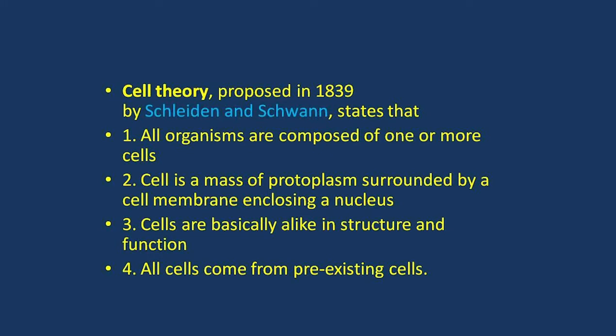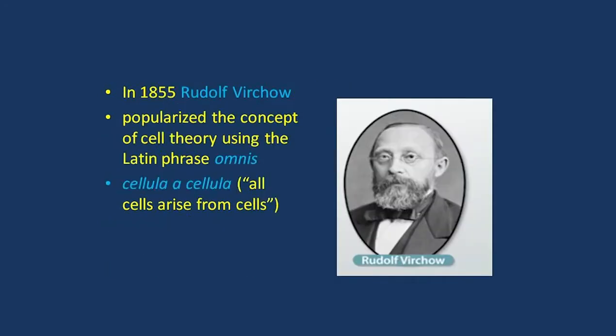The cell theory states that all organisms are composed of one or more cells. A cell is a mass of protoplasm surrounded by a cell membrane enclosing a nucleus. Cells are basically alike in structure and function. All cells come from pre-existing cells. In 1855, Rudolf Virchow popularized the concept of omnis cellula e cellula, which means all cells come from pre-existing cells.